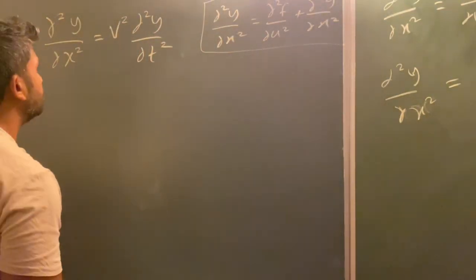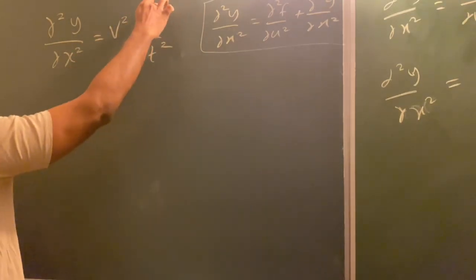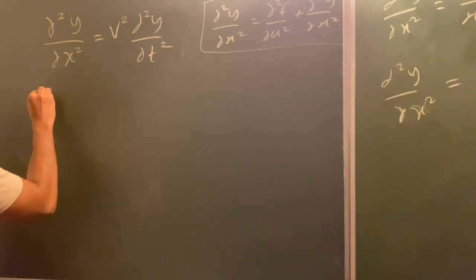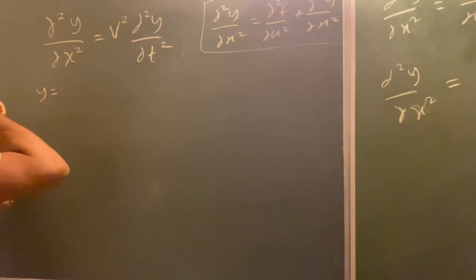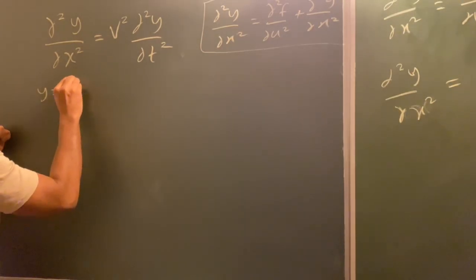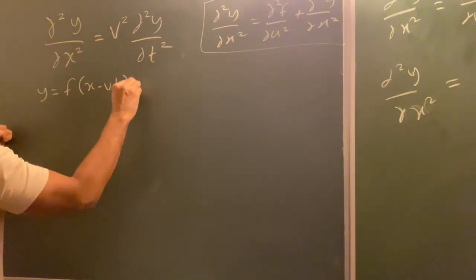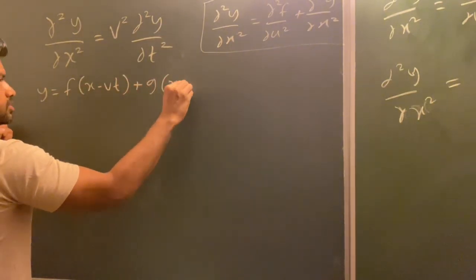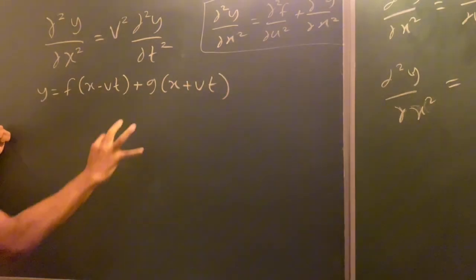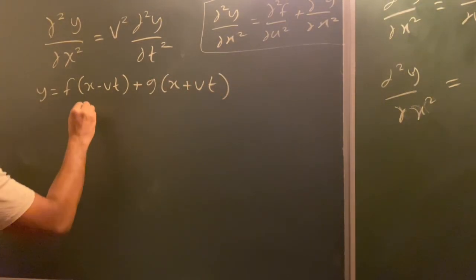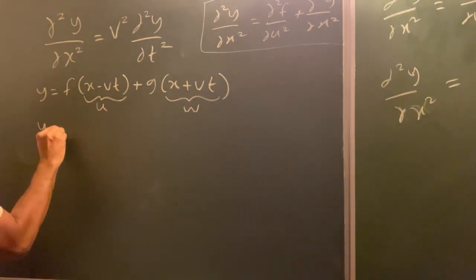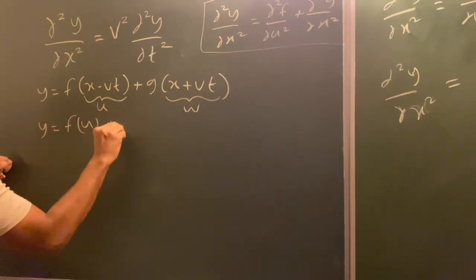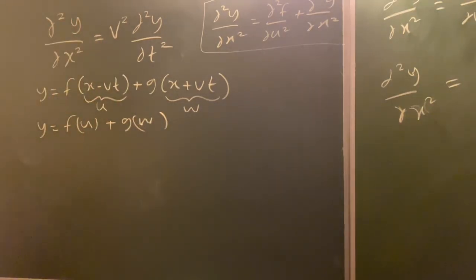Now I have to find something about ∂²y over ∂t². Just as my previous one, guys, it's still the y, the displacement relationship, and it's a function of x and t, is equal to f(x minus vt) plus g(x plus vt). I think that's our assumption. We think that this is the relevant function. We don't know it, and this is my u, and this is my w. So y is again equal to f(u) plus g(w).